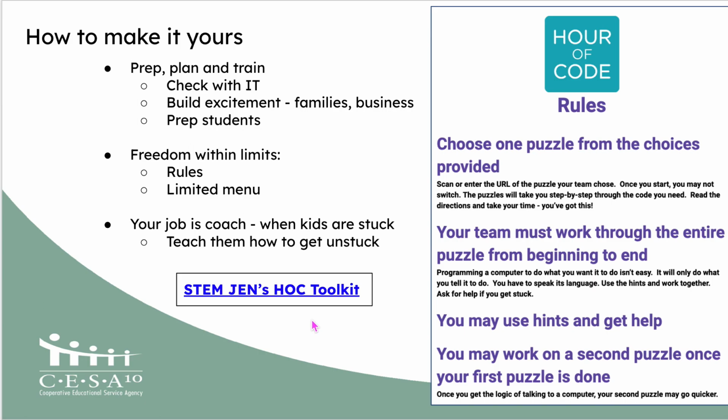But these three steps, if you wanted to DIY, are kind of what it means to plan an Hour of Code event: prepping, planning, and training. Checking with your IT, making sure you've got the infrastructure that can handle it. Building excitement with your students, but also your families and your businesses, and that's something I can help you with. And then prepping your students and making sure that they're ready to be successful.